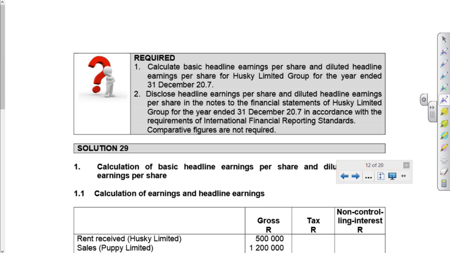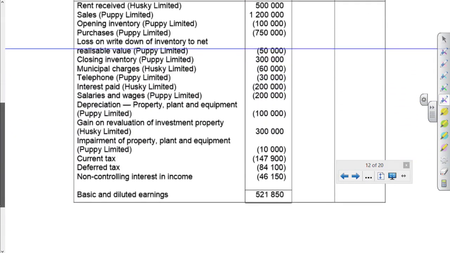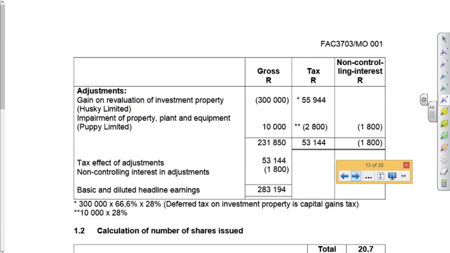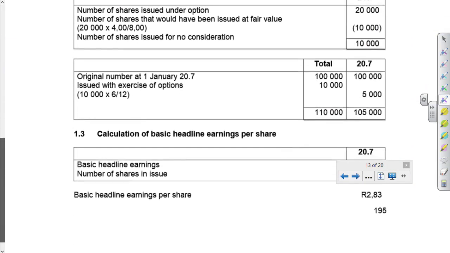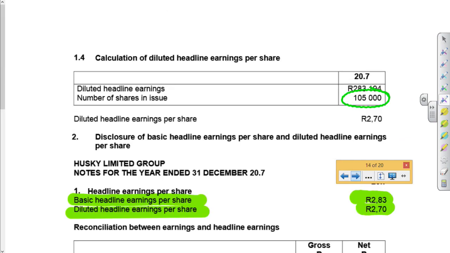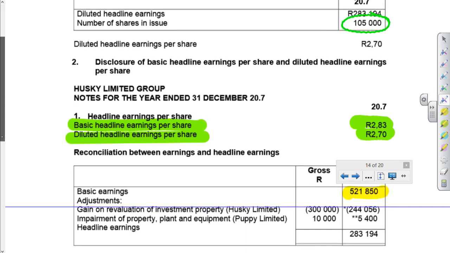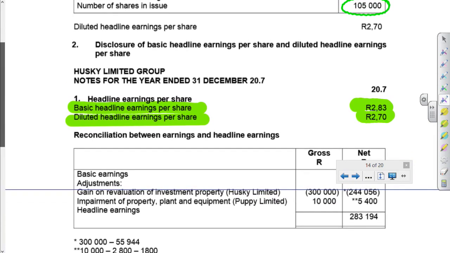So if I start, there's the calculation, which I'm not going to go through. I just went through the calculation with you on my scribbles. There's the 283 and the 270. Okay, here's the note. It's in a special note because headline earnings per share is not required by IAS 33, and it's not therefore disclosed in terms of IAS 33. Remember, earnings per share is disclosed at the bottom of the P&L. So this one won't be at the bottom of the P&L, it's only in the notes.